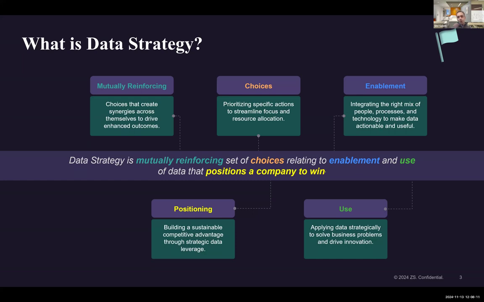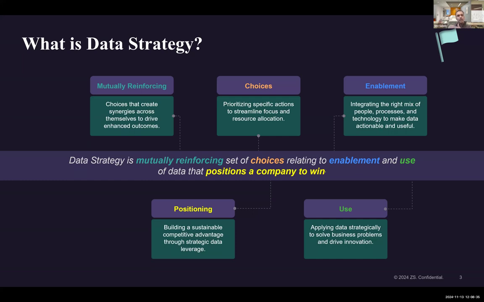And then how do we do it is the part that we highlight here in terms of enablement and the use of data. So there are two components to it. Data strategy helps you with the enablement component, which means you're bringing the right set of people, processes, and technology in order for you to activate or enable this data strategy or create value.